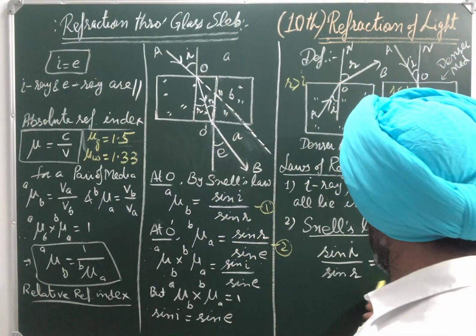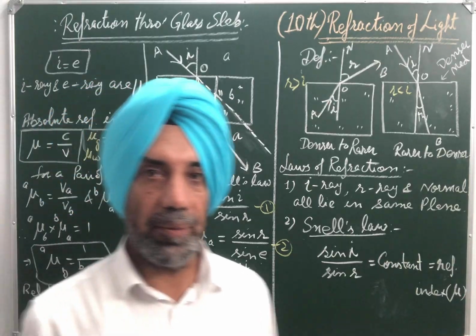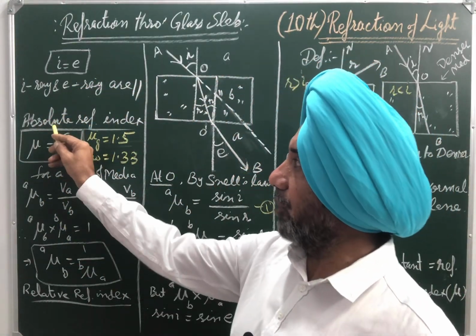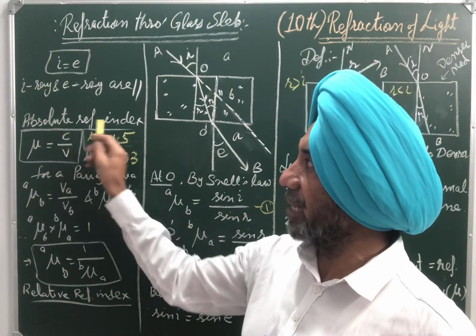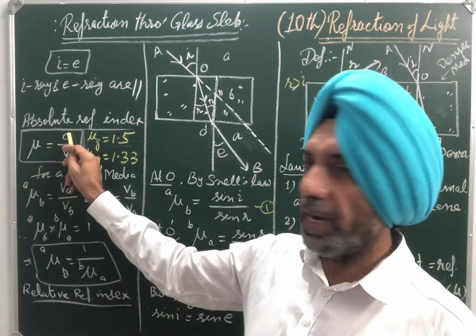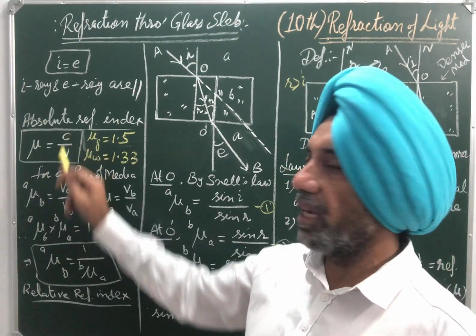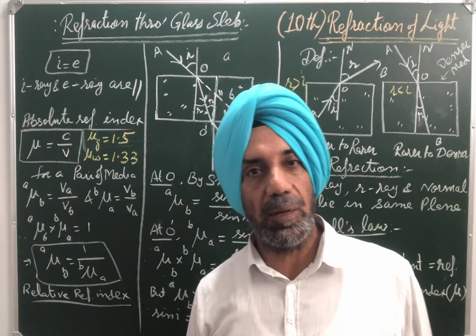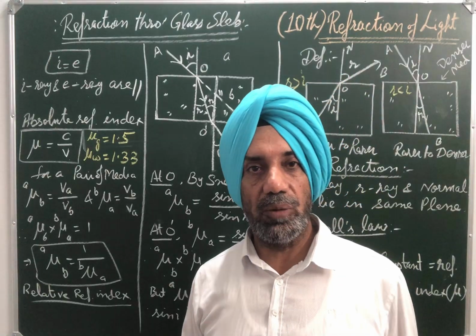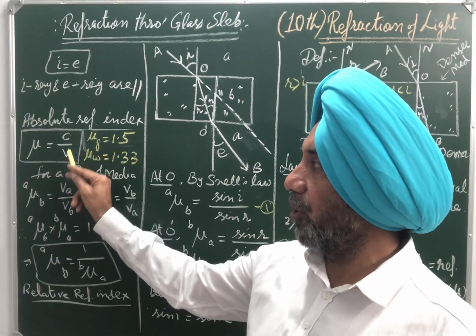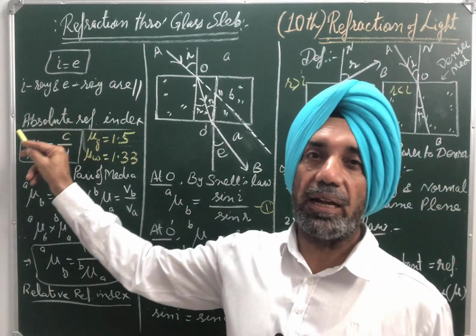Now, as we have studied by Snell's law, the ratio of sin I by sin R is equal to the refractive index. Now, if you have to define the absolute refractive index of a given medium, the glass, water: the absolute refractive index of a medium is defined as the ratio of the velocity of light in vacuum to the velocity of light in that medium. Because the velocity of light in vacuum is always constant, which is 3 into 10 to the power 8 meter per second, and the velocity of light in a medium is always less than the velocity of light in vacuum. So mu is equal to C upon V. This is known as the definition of refractive index, or the absolute refractive index of the given medium.